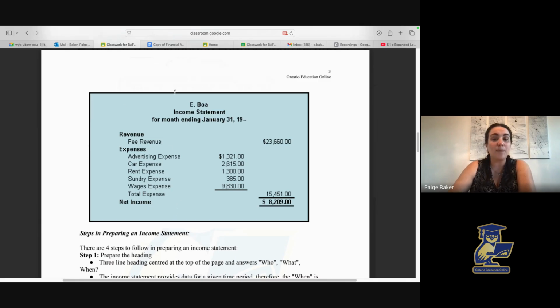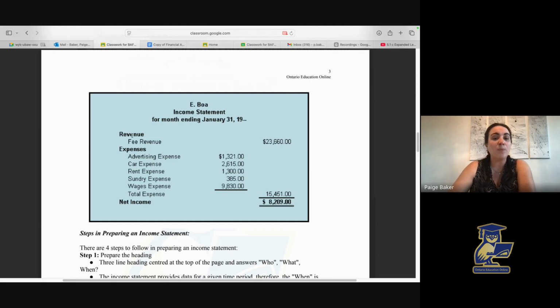Okay, so let's look at an income statement example. This is for EBOA for the month ending January 31st, 19, and we don't know the actual specific year. However, as you can see, my first difference that I see between an income statement and a balance sheet is that it's not just the date. It is to show the period. So for the month ending January 31st, not just January 31st.